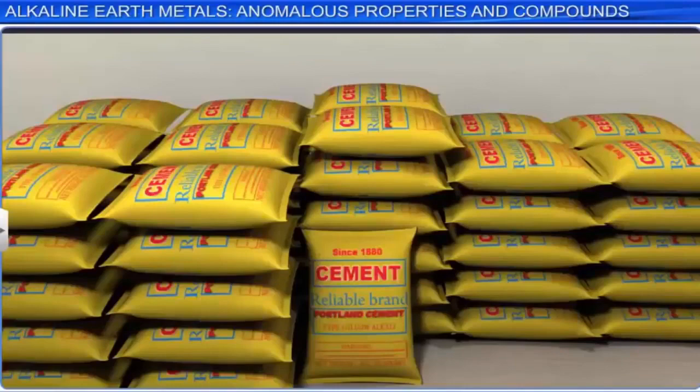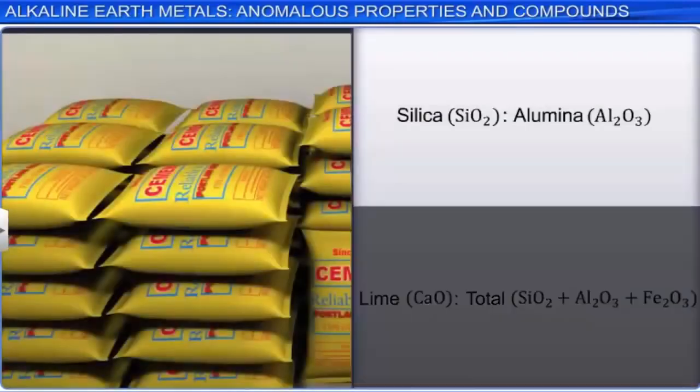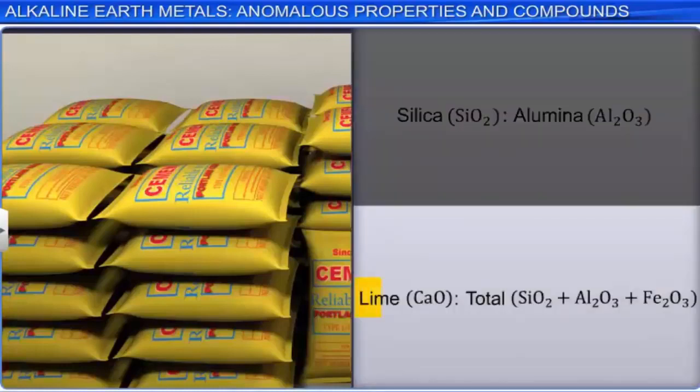In good quality cement, the ratio of silica or silicon dioxide to alumina or aluminium oxide is between 2.5 and 4. The ratio of lime or calcium oxide to the total oxides of silicon, aluminium and iron should be as close to 2 as possible.